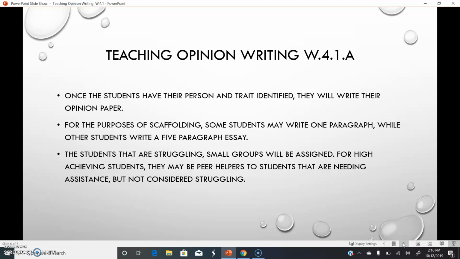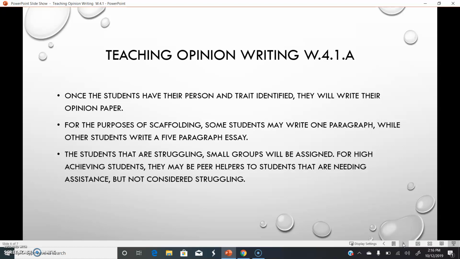Once the students have their person and their trait identified, along with supporting characteristics, they will write their opinion paper. For the purposes of scaffolding, which means some of our students may write more than others, some students may write 1 paragraph, while others may complete a 5-paragraph essay. Your student will know what's expected of them.